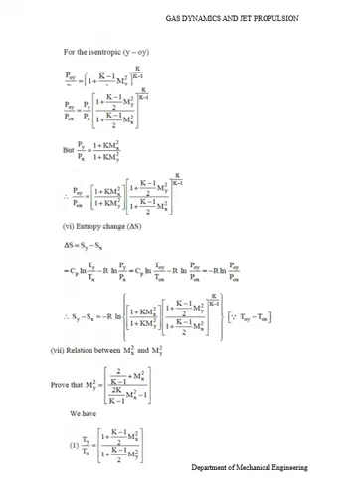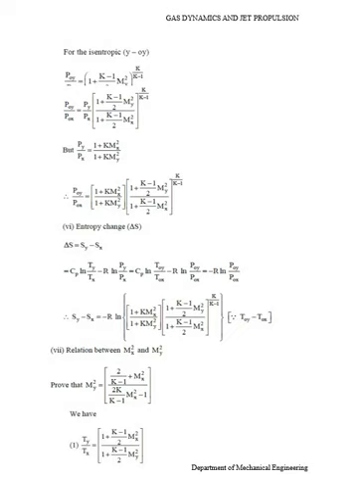Next property, the stagnation pressure ratio, P naught y divided by P naught x. For isentropic flow, stagnation equals static. Then we get P naught y divided by P naught x equal to 1 plus k mx square divided by 1 plus k my square, into 1 plus (k minus 1) divided by 2 my square divided by 1 plus (k minus 1) divided by 2 mx square, whole power gamma divided by gamma minus 1.